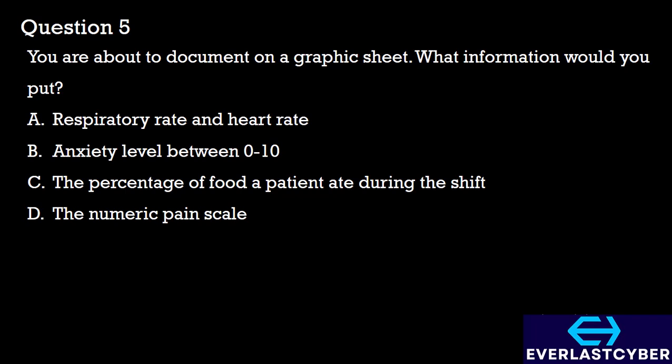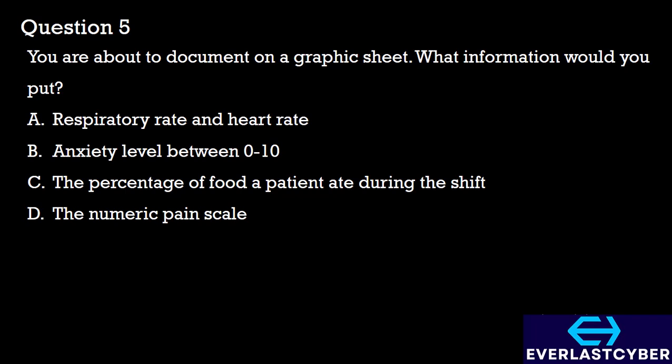Respiratory rate and heart rate are usually documented in a vital signs section and not the graphic sheet, except you're tracking them at regular intervals, and this is not the job of a PSW. In option B, while this may be important information, it is more often documented in narrative notes or in a specific mental health or pain assessment section. Anxiety levels are not documented on a graphic sheet.